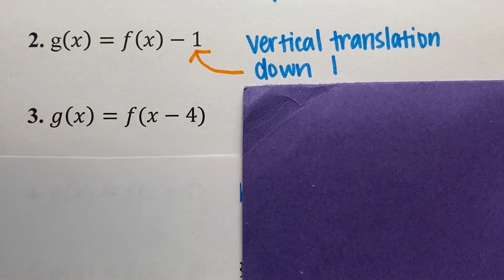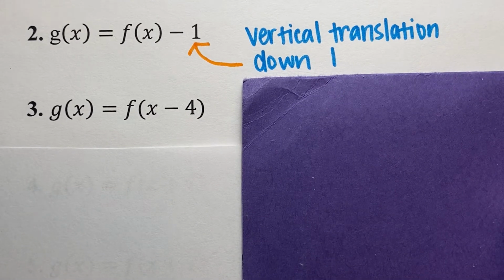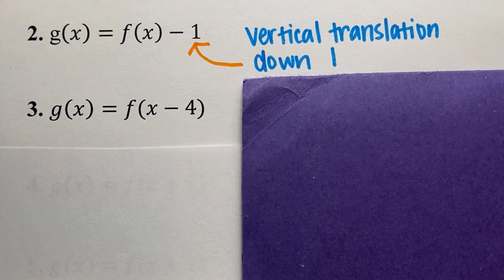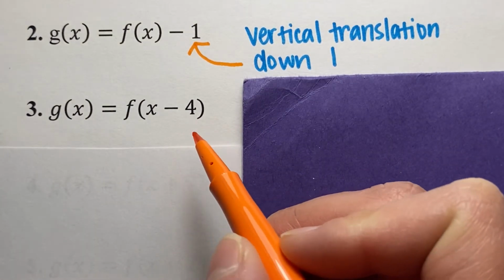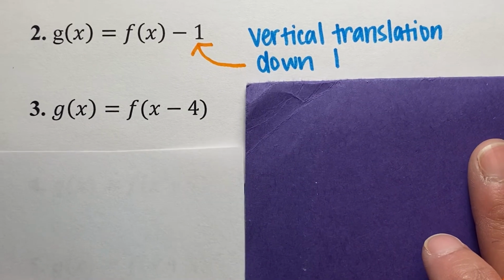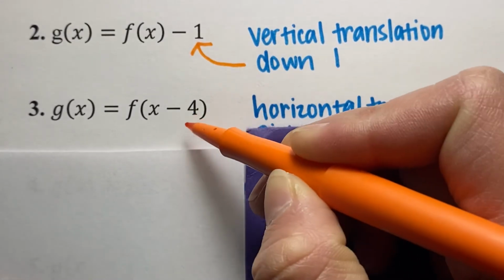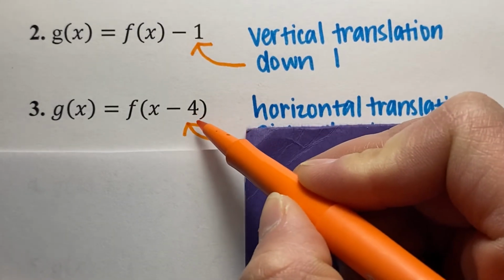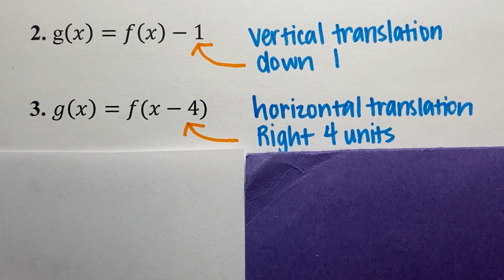In the next example, we have g of x equals f of x minus 4. So again, remember this isn't multiplication. If it's on the inside of my parentheses, I need to recognize that it's moving my graph horizontally left or right. If it's on the inside this time, it's the opposite sign. So because it's moving left or right, it's a horizontal translation. And because it's on the inside, we say it's moving the opposite. So if I see a -4 on the inside, I need to recognize it's moving right 4 units.